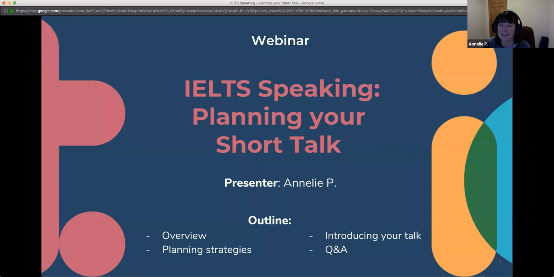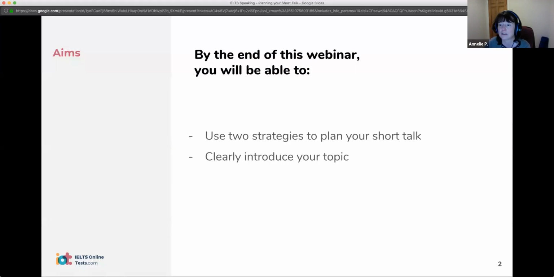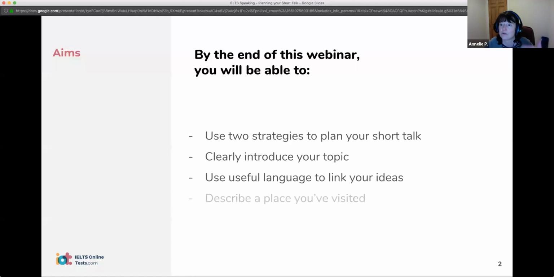We're going to look at the speaking test for the IELTS, and in particular we're going to look at Part 2, where you have to give the talk for 2 minutes. We're going to look at different ways that you can plan, which is very important, how to start speaking, also quite difficult sometimes, and how you can link your ideas together so that you have a very structured answer.